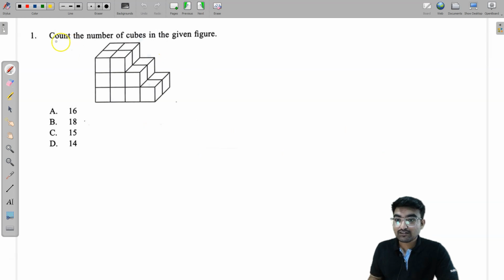Question number 1: count the number of cubes in the given figure. As you can see, you can count 1, 2, 3, 4, 5, 6, 7, 8 and 9. And from this view you can see that after every block there is one more block. So we can say 9 into 2 equals 18. 18 is the total number of cubes in the given figure, so the option will be B. Got it? So come to the next question.